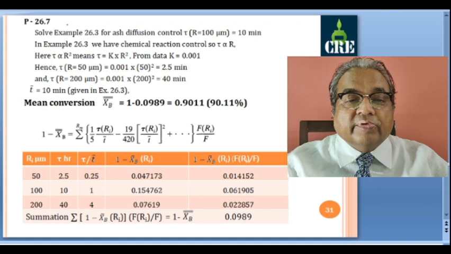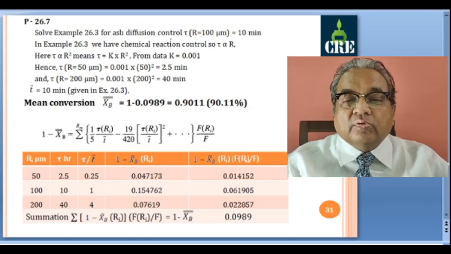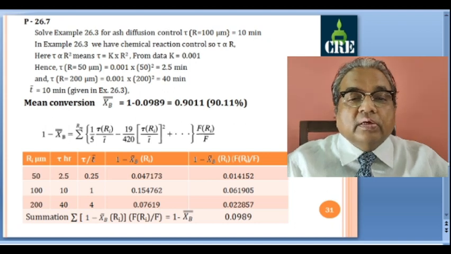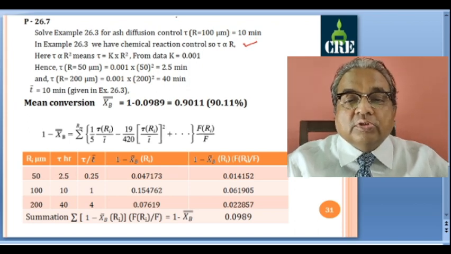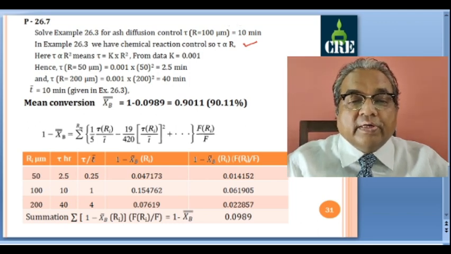Next problem 26.7. Here solved example 26.3 is given, and we have to repeat this for ash diffusion control. It is given that tau for a 100 micron particle is 10 minutes. In the earlier problem it was chemical reaction controlling, and there tau was proportional to R. So here tau will be proportional to R square, so we write tau is equal to K, some constant, into R square. You calculate this constant, and using it you can find tau for 50 micron and 200 micron.